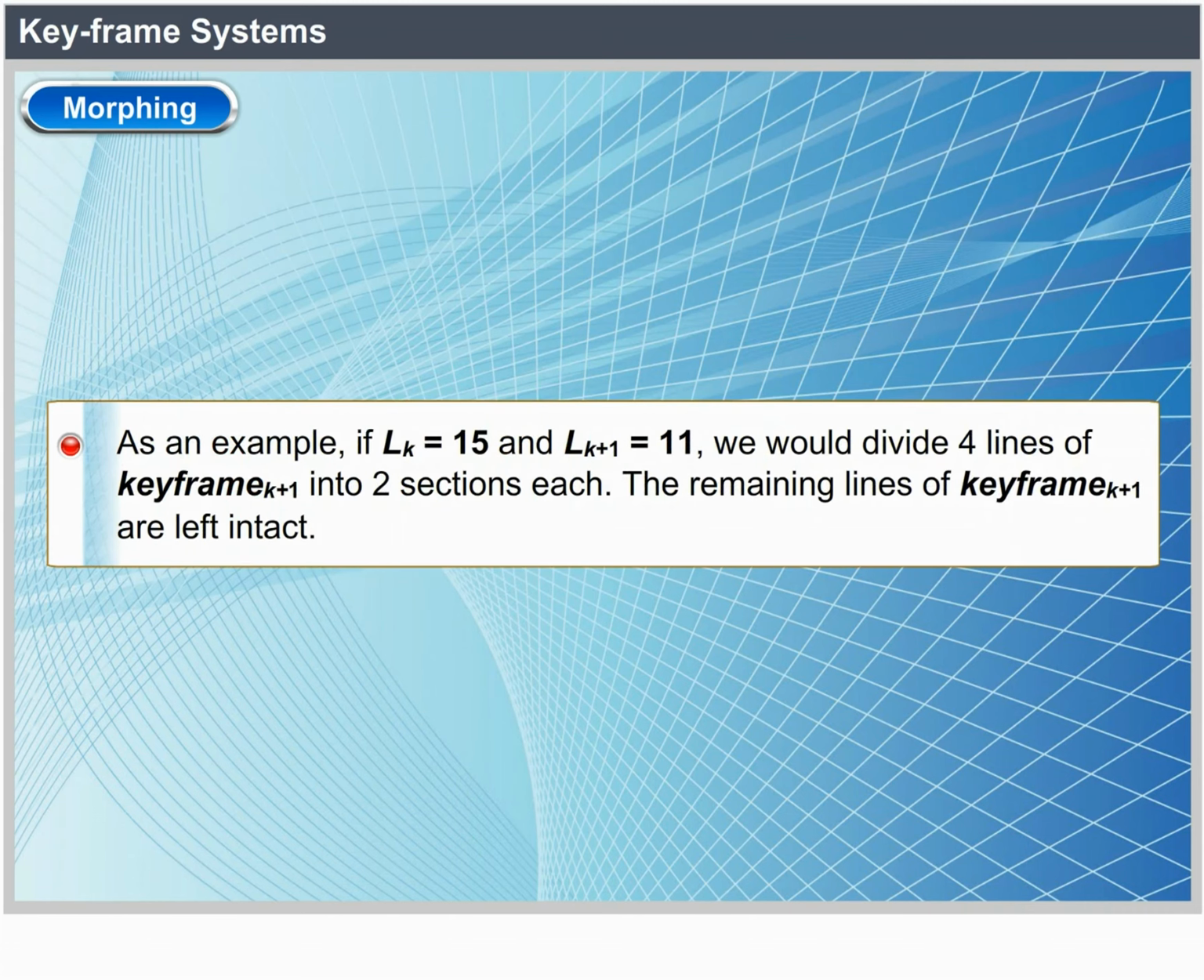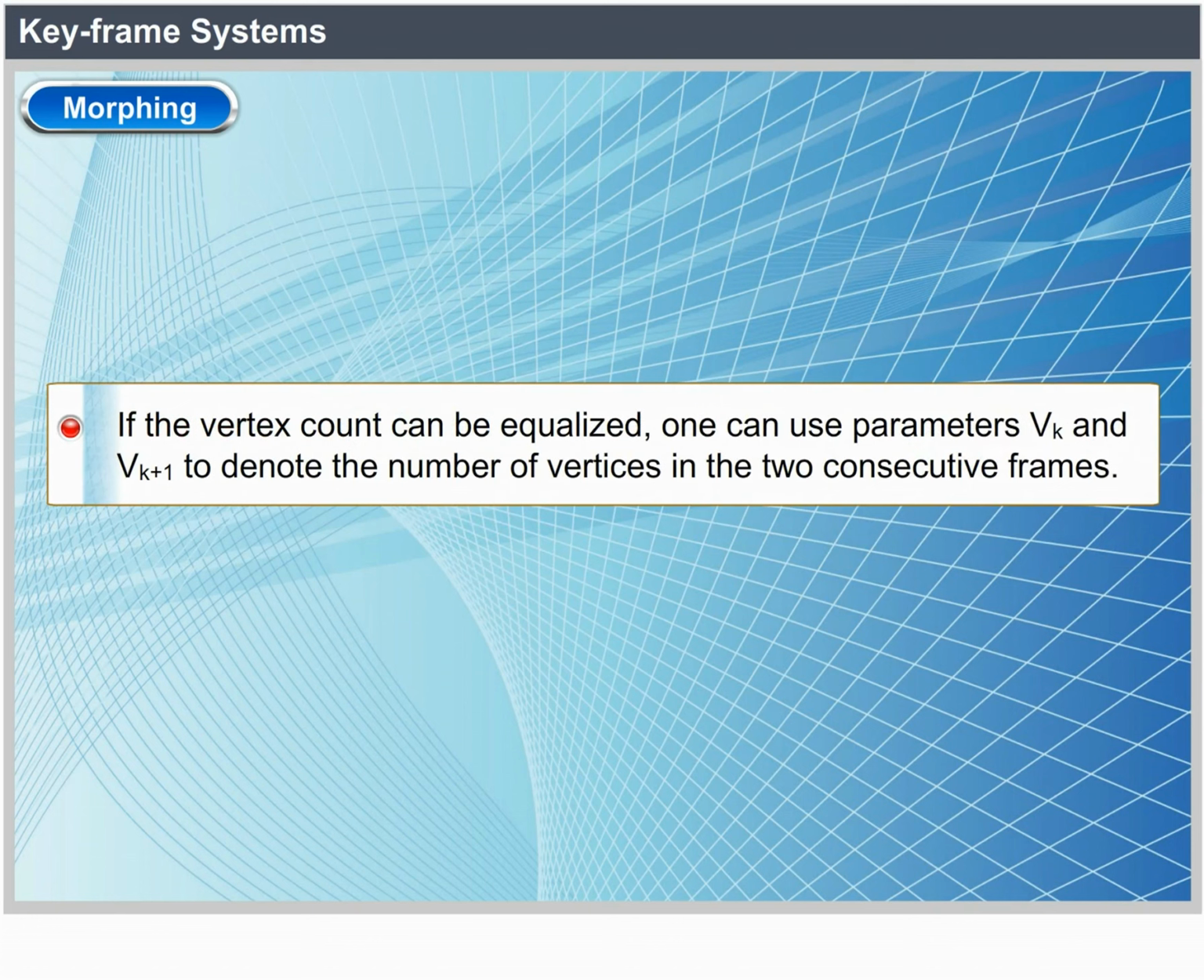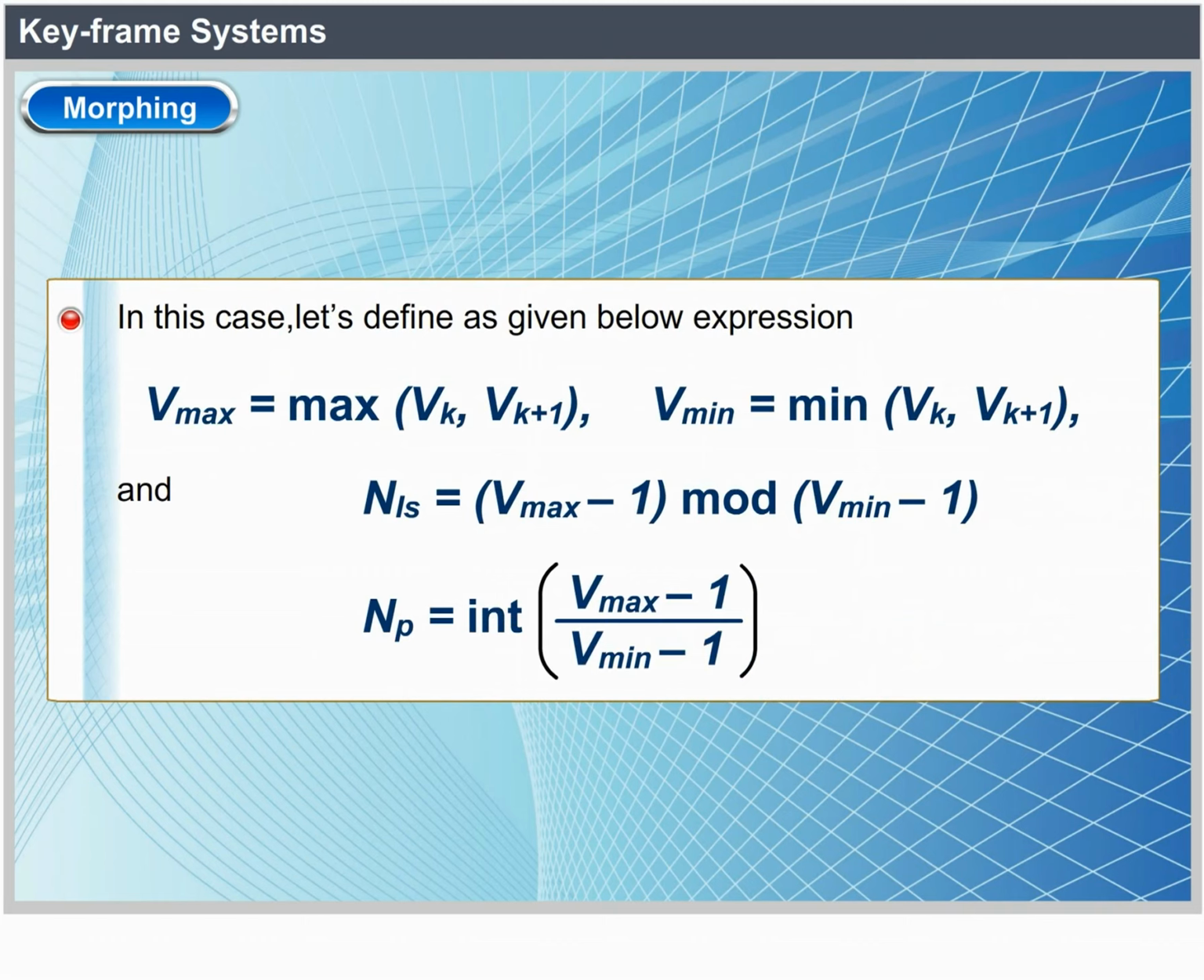As an example, if LK is 15 and LK plus 1 is 11, we would divide 4 lines of keyframe K plus 1 into 2 sections each. The remaining lines of keyframe K plus 1 are left intact. If we equalize the vertex count, we can use parameters Vk and Vk plus 1 to denote the number of vertices in the 2 consecutive frames. In this case, we define Vmax equals max of Vk, Vk plus 1, and Vmin equals min of Vk and Vk plus 1, and NIS and NP are given by the equations shown on the screen.